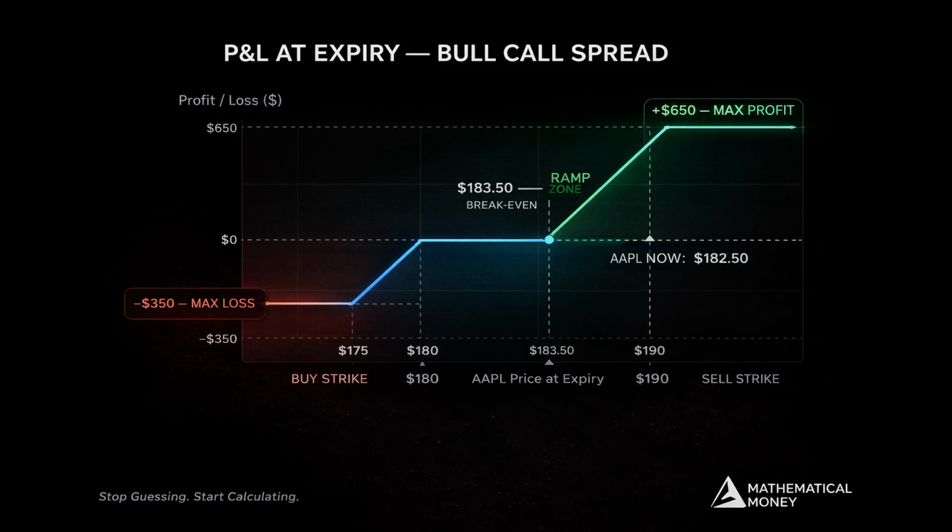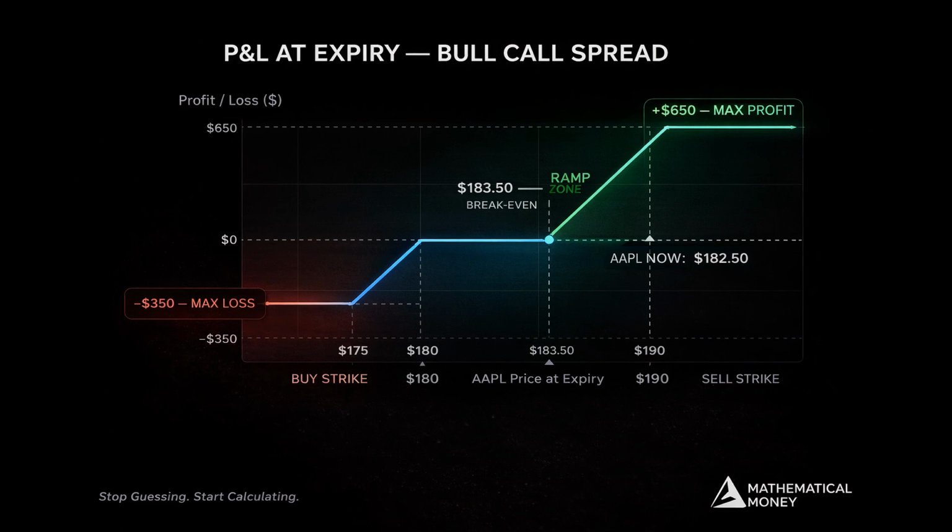Horizontal axis, Apple's price at expiry. Vertical axis, profit or loss in dollars. Starting from the left, below 180, both calls expire worthless and you lose the full $3.50 debit, the flat loss zone at negative $3.50. At 180, maximum loss.